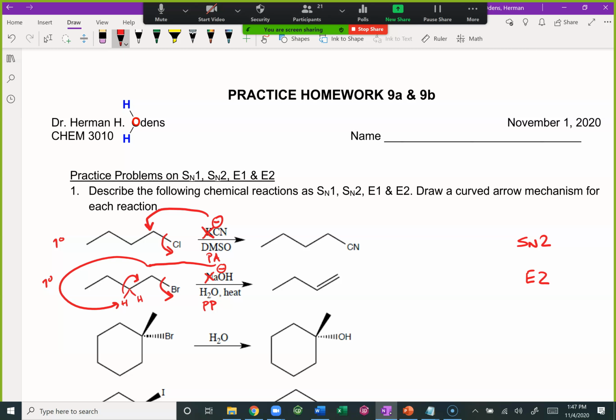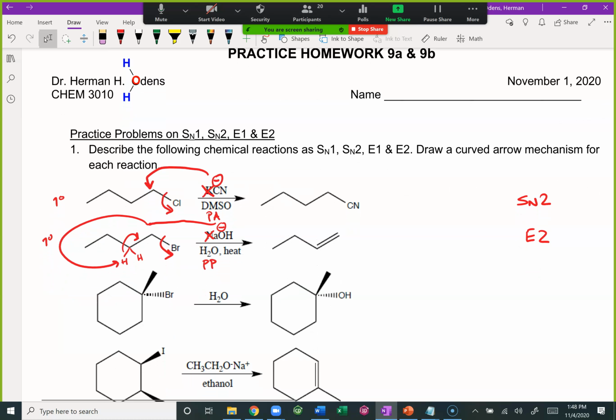Notice that with the E2, we don't have carbocation rearrangement. This is a one-two punch that happens simultaneously. You grab the H, you form the double bond, you kick the bromine, all happening just like a conductor in a symphony orchestra. So it's really fast. All right, the next example is interesting.